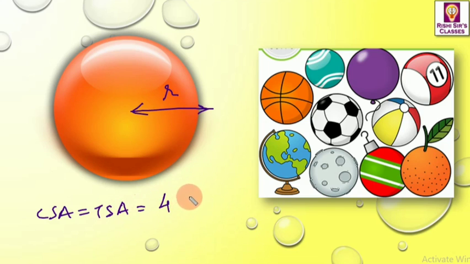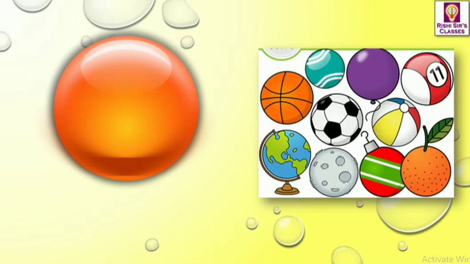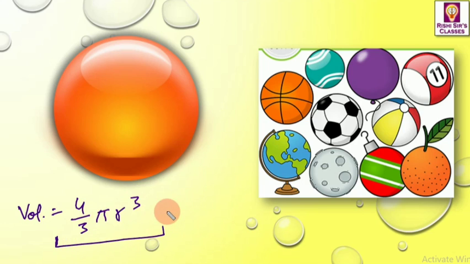What is the area of circle? Area of circle is pi r square. So it is 4 pi r square. Okay. Now you have to learn the volume of sphere. Volume of sphere is 4/3 pi r cube. This thing you need to learn, that the volume is 4/3 pi r cube. That was all about the sphere. CSA and TSA will remain the same. Regarding the volume, it will be 4/3 pi r cube.